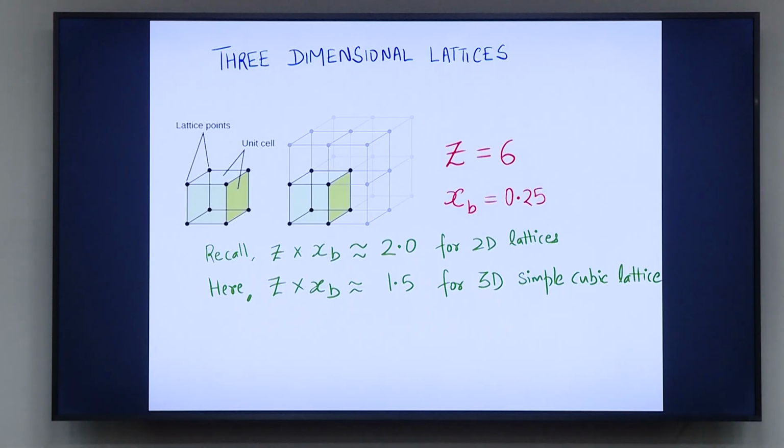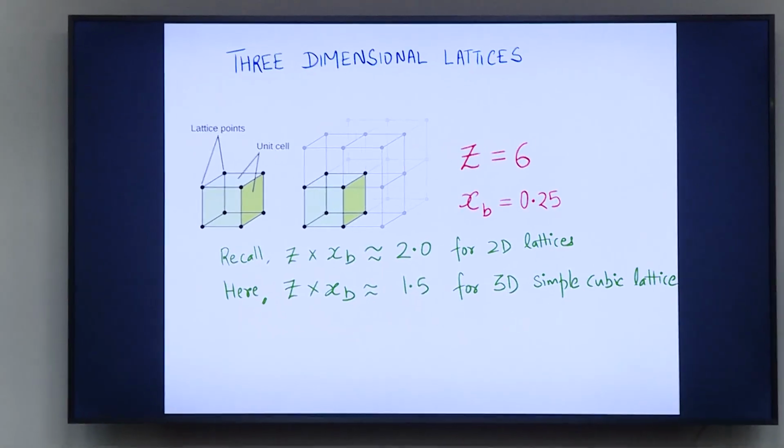To a 2D lattice, yes. Couldn't you apply the same logic to a 2D lattice with more neighbors? Like the triangular lattice has more neighbors. But then there we still see Z into XB is roughly 2. Right. So why is it that here it's 1.5 but there it's 2? Because it's not just the number of neighbors.